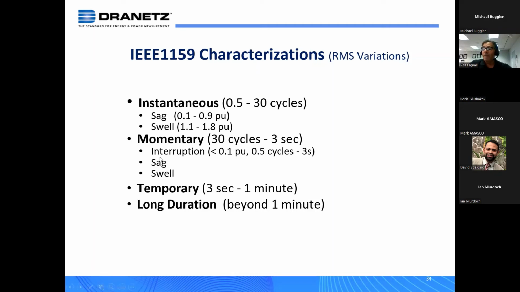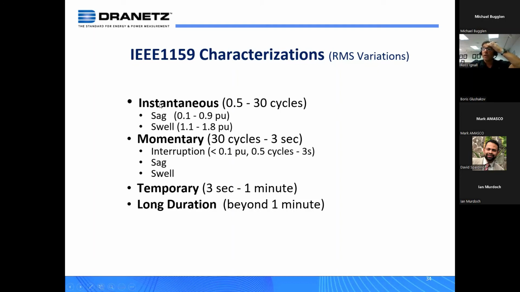When we talk about an interruption, that's less than 10% of nominal. In the US, I think it's 5% of nominal as far as what the IEC considers that. So again, when we go down to 5 or 10% of nominal, then it's called an interruption. So now we've got the magnitude of high-low stuff going on. Well, the IEEE says, well, how long is this occurring? So there's 4 time categories.